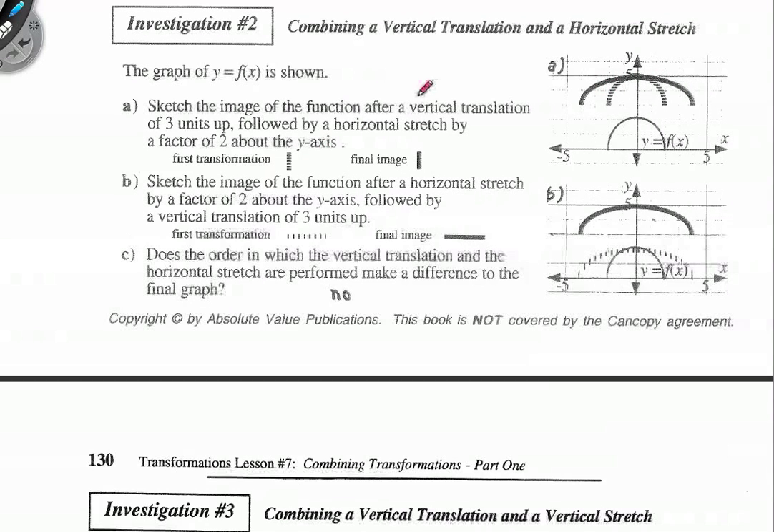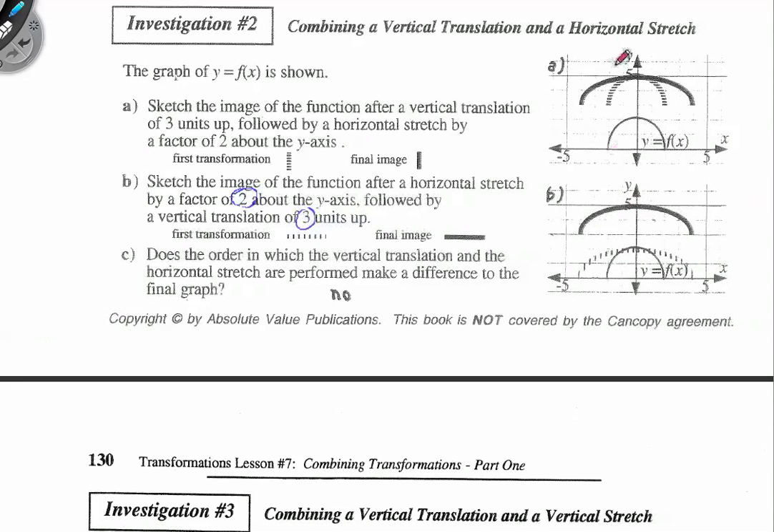Now let's switch those around. Instead of a vertical translation, horizontal stretch, let's do a horizontal stretch first, and then the vertical translation. So horizontal stretch was by a factor of 2, and then translation was 3 units up. So horizontal stretch, beginning here, we'll stretch it horizontally, as you can see, outwards, to get the dotted line, and then move 3 units up, we get to here.